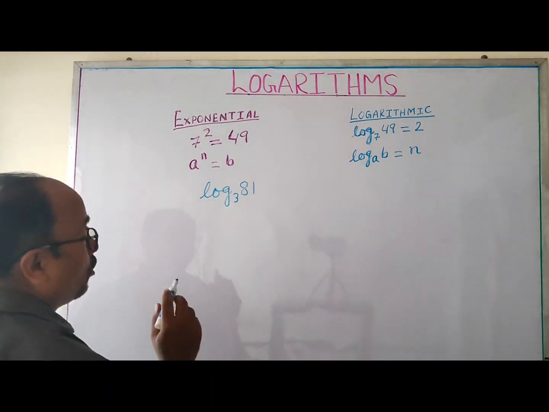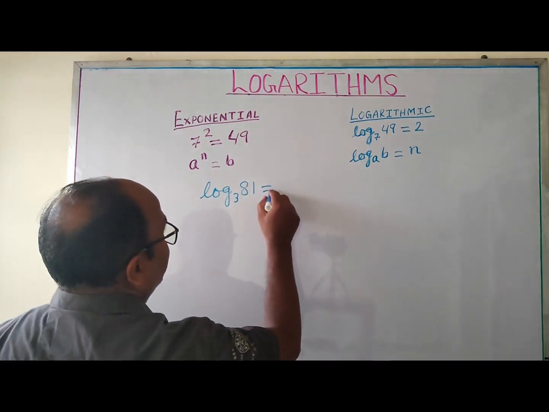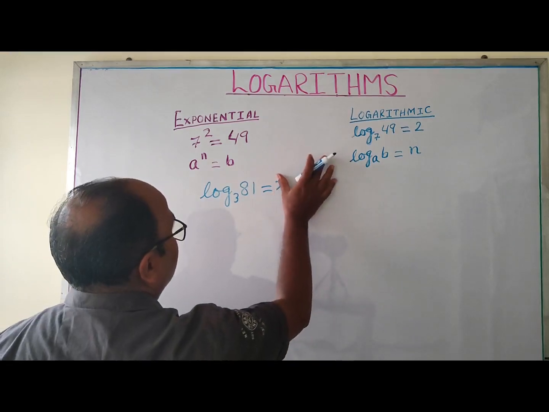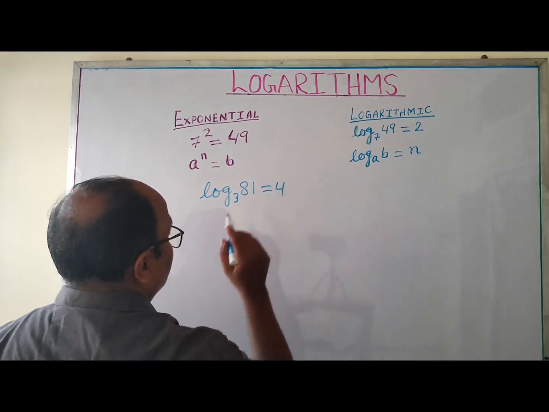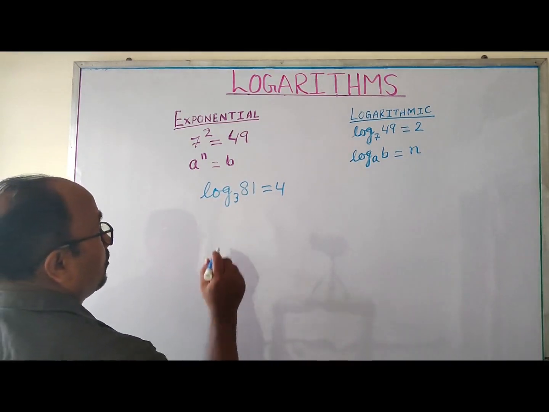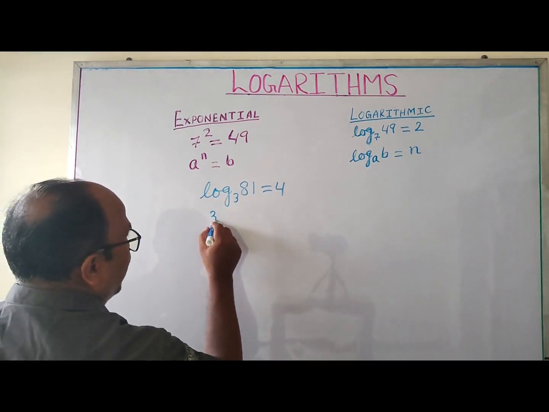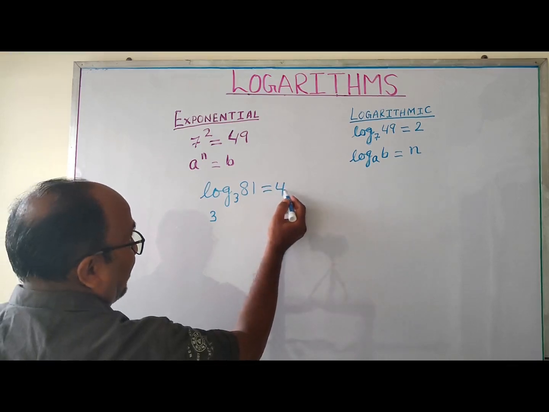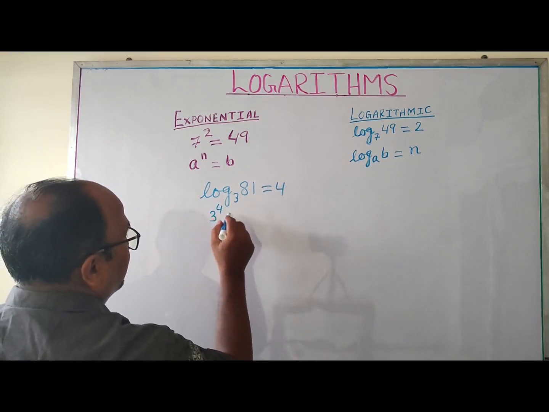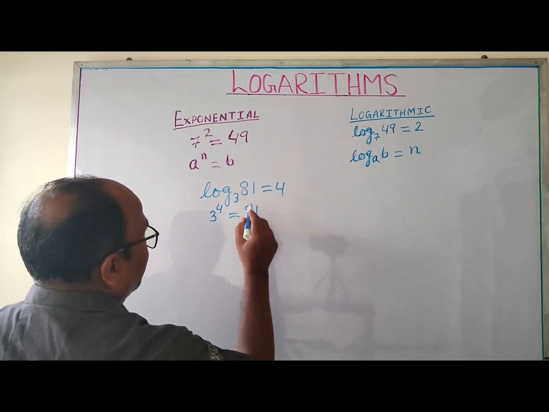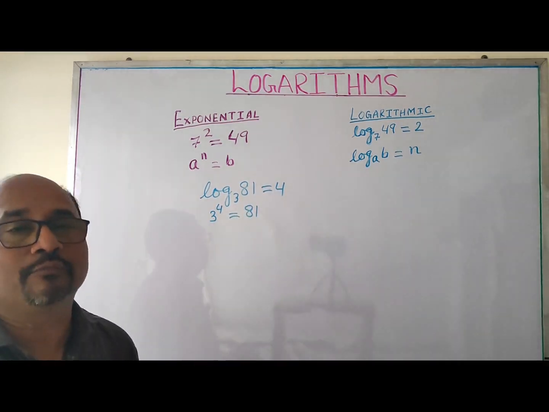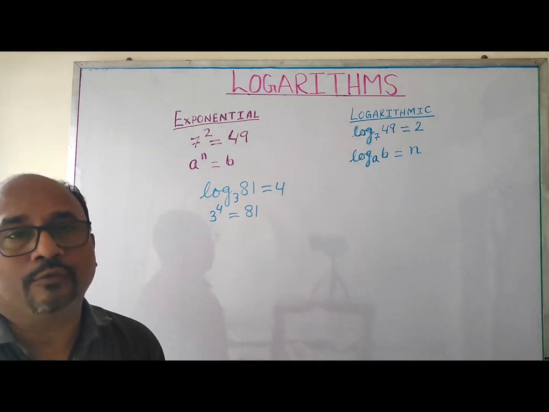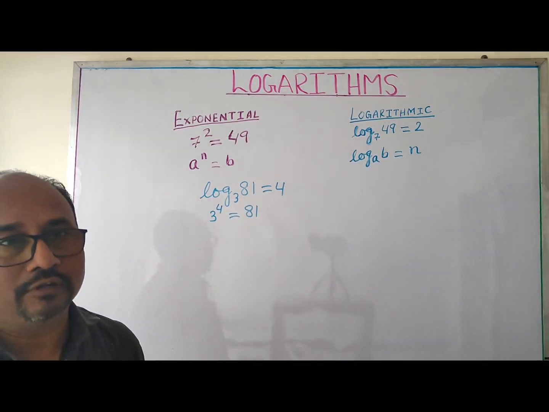So I have written here log 81 to the base 3 is equal to 4. Now in the exponential form, this is the base of 3, so that will be written first. The value of that log will be written in the power and 81 goes over here. And you know 3 to the power 4 will give you 81. So this is the way to convert.